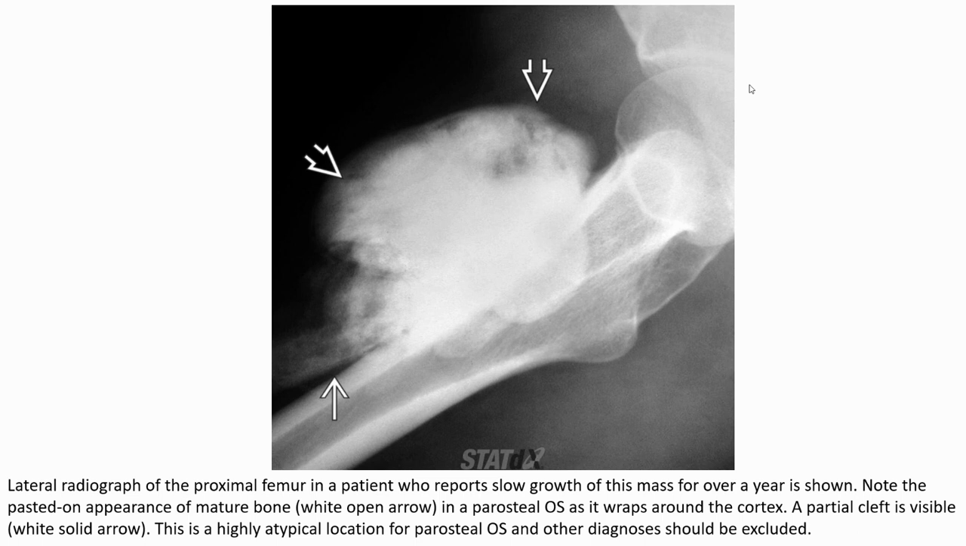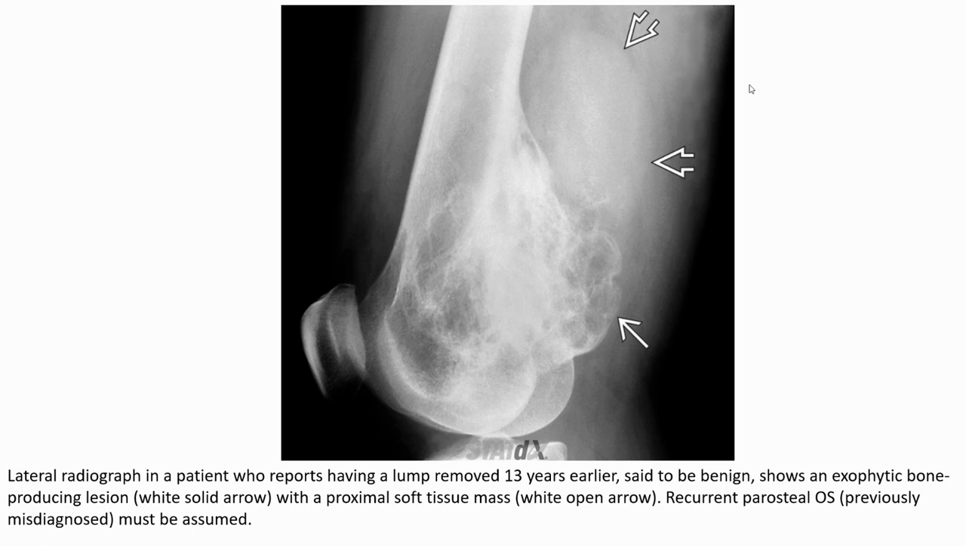Lateral radiograph of the proximal femur in a patient who reports slow growth of his mass for over a year is shown. Lateral radiograph in a patient who reports having a lump removed 13 years earlier said to be benign. So, an exophytic bone-forming lesion with a proximal soft tissue mass, recurrent parosteal osteosarcoma must be assumed.